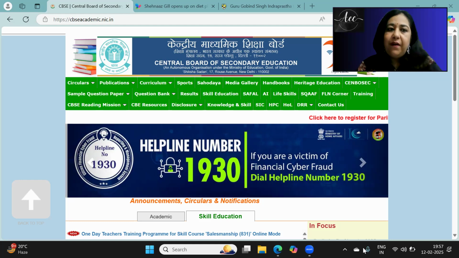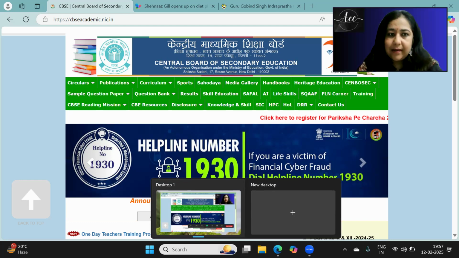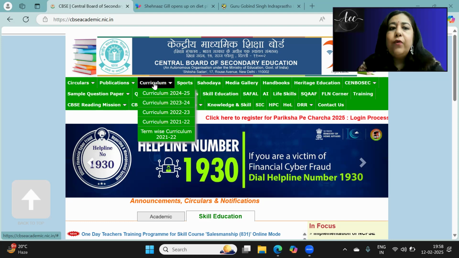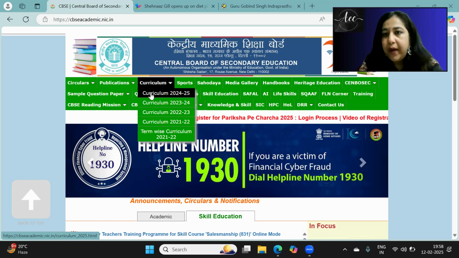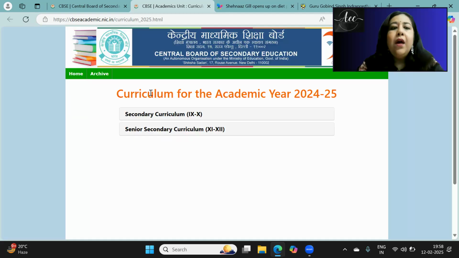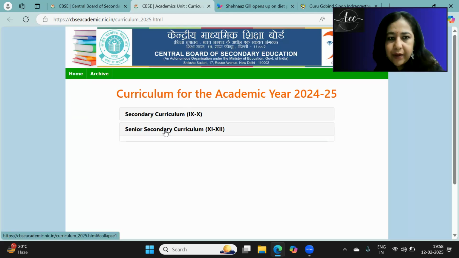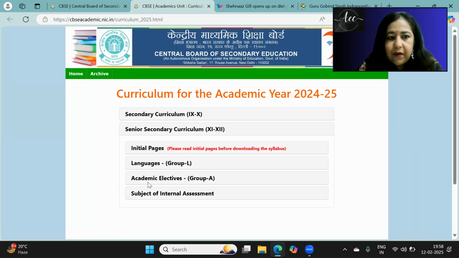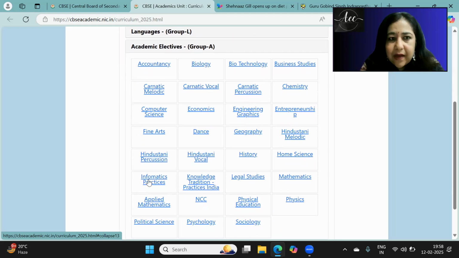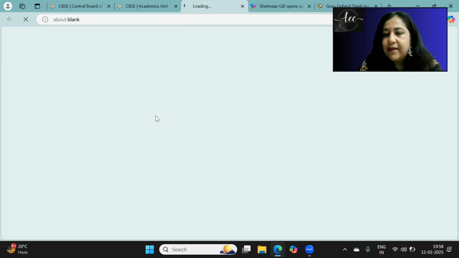So before we start with the very first topic, let's have a look at the syllabus because it's very important to know your curriculum very well, right? So for 2024-25, this is your curriculum for class 12. And out of this, when we go to academic electives, here is our computer science, right?